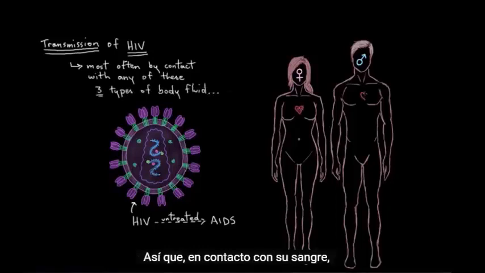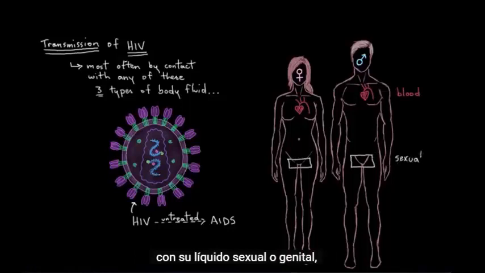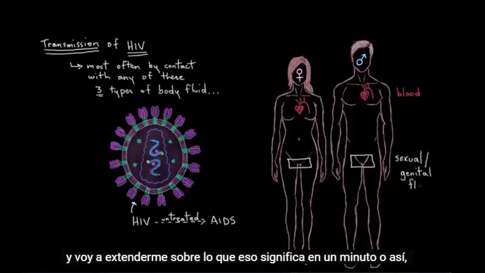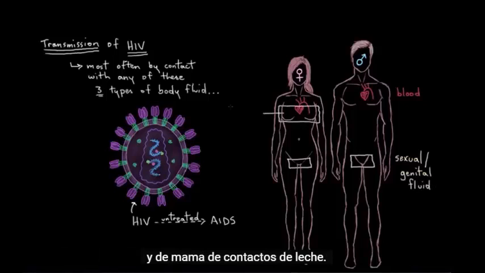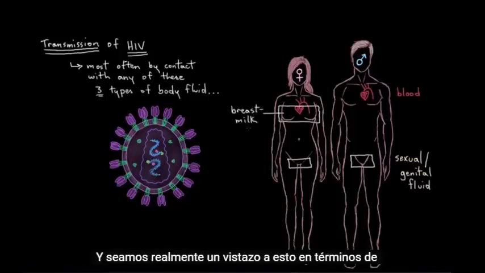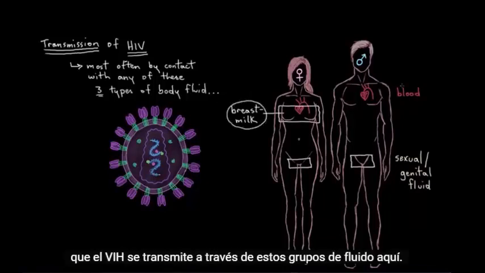So contact with their blood, with their sexual or genital fluid, and I'll expand on what that means in a minute or so, and from breast milk contact. And let's actually look at this in terms of 4 fairly common scenarios. These will be the most common situations that HIV is spread via these groups of fluid here.